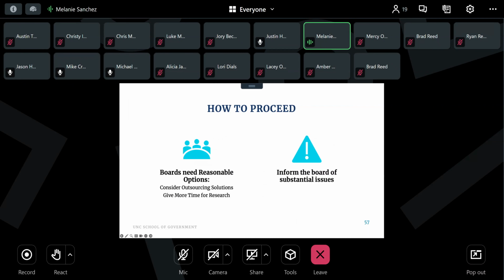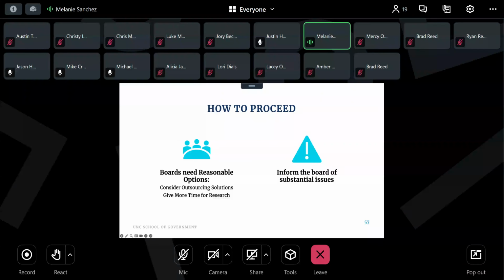Rushing decisions can lead to unintended consequences. And if you believe that additional research is needed to make those informed choices, you don't need to hesitate to recommend delaying the decision until you have more comprehensive information.